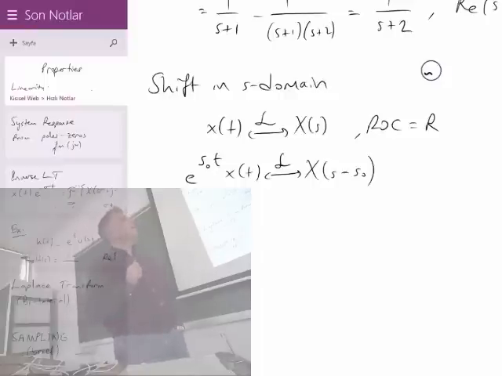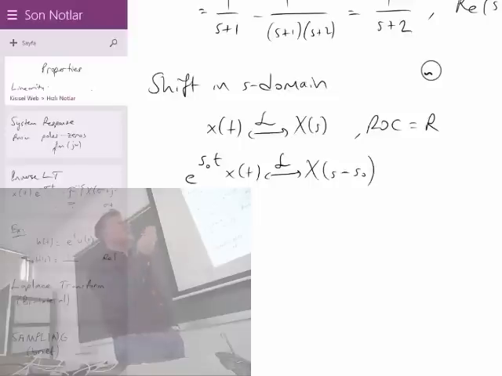Look at the case where the denominator has something like s minus a. S minus a in the denominator has a pole at s equal to a. And that defines the region of convergence boundary, let's assume. Now, it's not s minus a anymore. It is s minus s0 minus a. Okay? So what is the new pole? The new pole is a plus s0. If s0 is real, a plus s0. If it is complex, a plus the real part of s0 is the new pole.